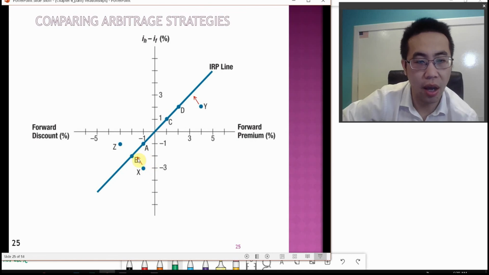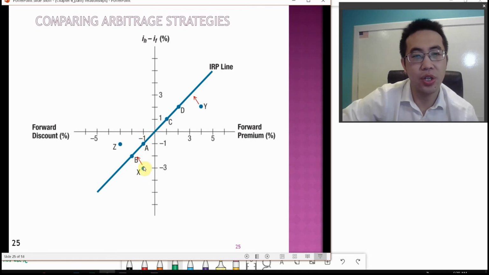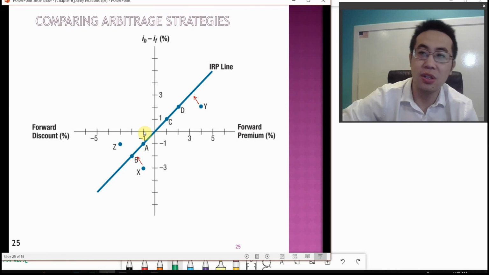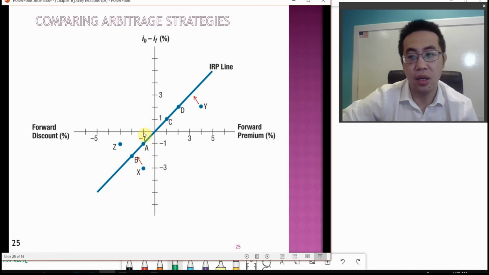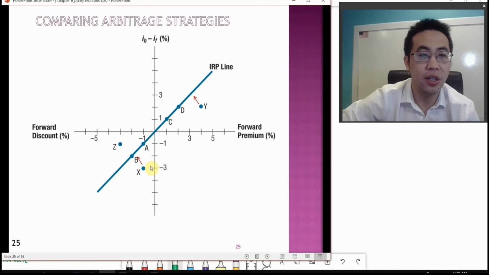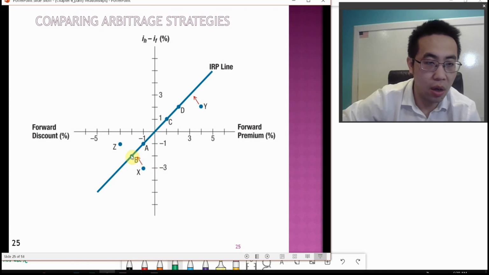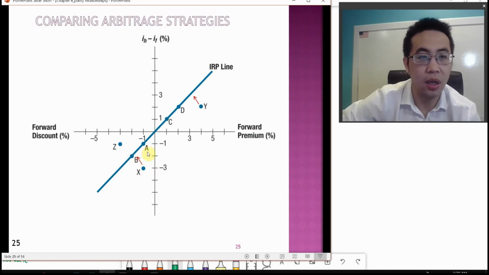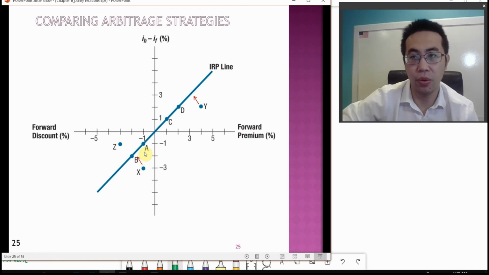And for point X, that also means the home interest is too low. You see, home interest minus foreign interest is negative 3%, whereas the forward premium, this time a discount, is negative 1%, which is not as bad as negative 3%. So this is still the case where home money will go overseas seeking higher return, and that's going to push the forward discount lower, and the home interest higher, because people would keep borrowing from home sources. Then they will reach back to the equilibrium.